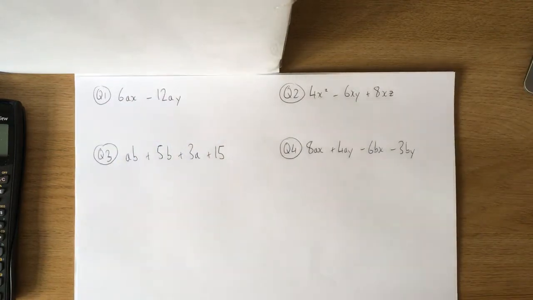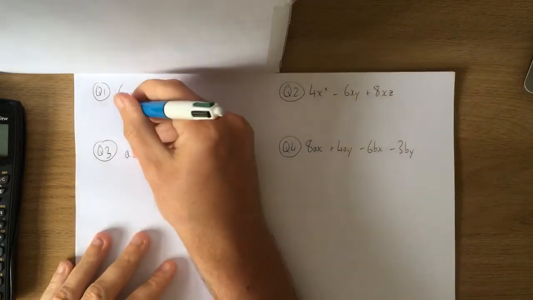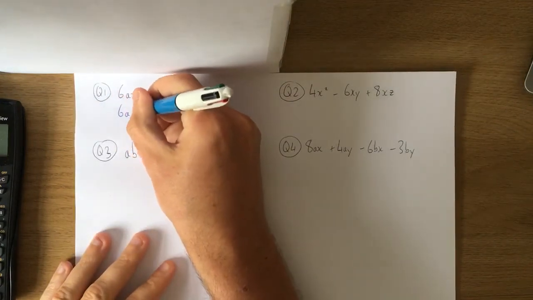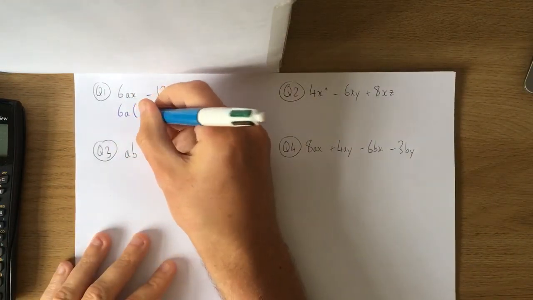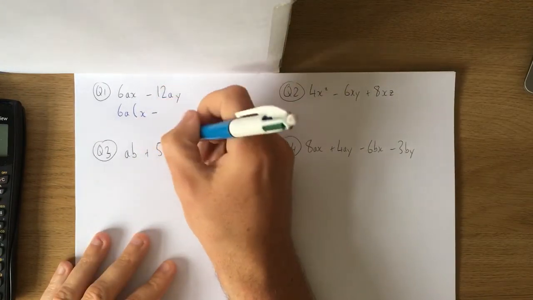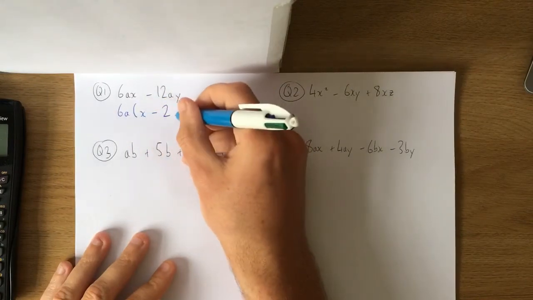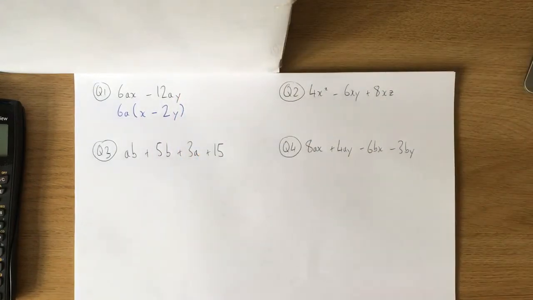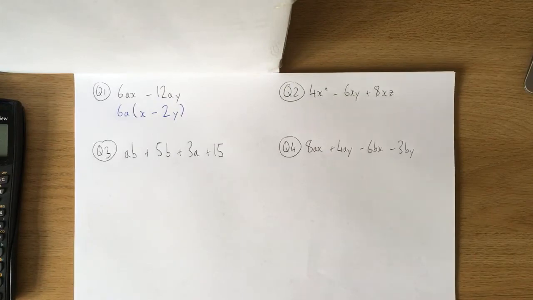So you can factorize 2a out, but that's not factorizing fully. You need to take out the highest common factor you can. So it's 6a that I need to factorize out. 6ax divided by 6a is x, minus 12ay divided by 6a. 12 divided by 6 is 2. A divided by a cancels, so you're just left with y. It's skipping showing the division step here, but you can put it in if it helps.